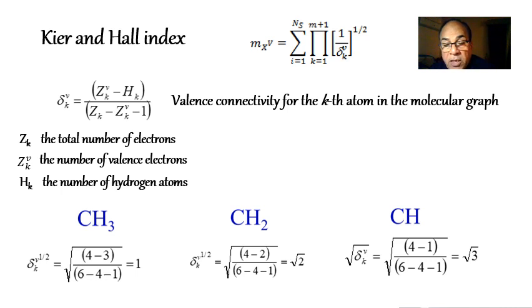Look at this: the CH3 carbon contains 6 electrons, the valence electrons are 4, and the number of hydrogens is 3. It gives us 1 for the primary Kier-Hall index value. For the methyl group, it gives us 1. For the secondary CH2, it gives us square root of 2. Here, it gives us square root of 3. By the Kier-Hall index, we can differentiate between primary, secondary, and tertiary carbon atoms.